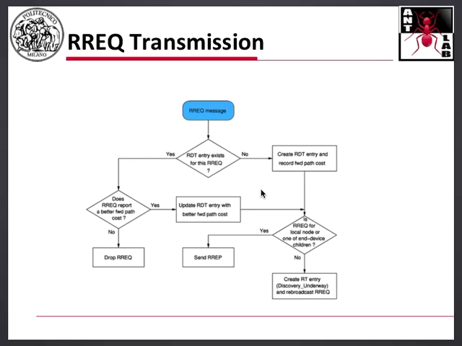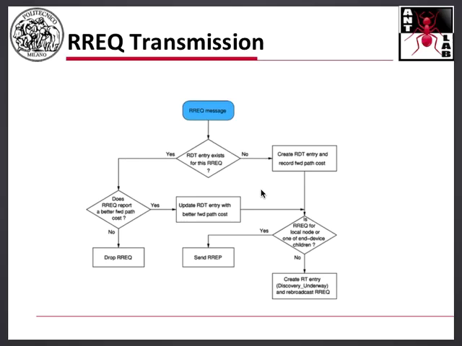So the easiest case is no, meaning that it's the first route request message we are receiving for that specific source destination couple. Okay? So in this case, what we have to do is to create a new entry in the route discovery table, okay, and to store in this entry the forward path, which is the cost the route request message has experienced up to the point it is now, meaning to the current device. Okay? Clear?